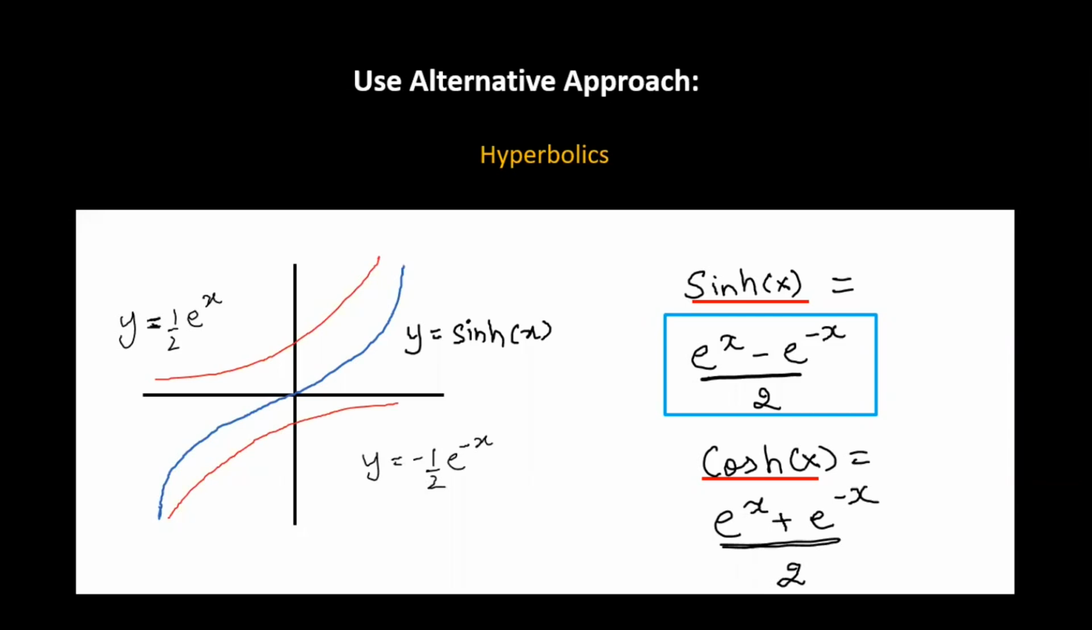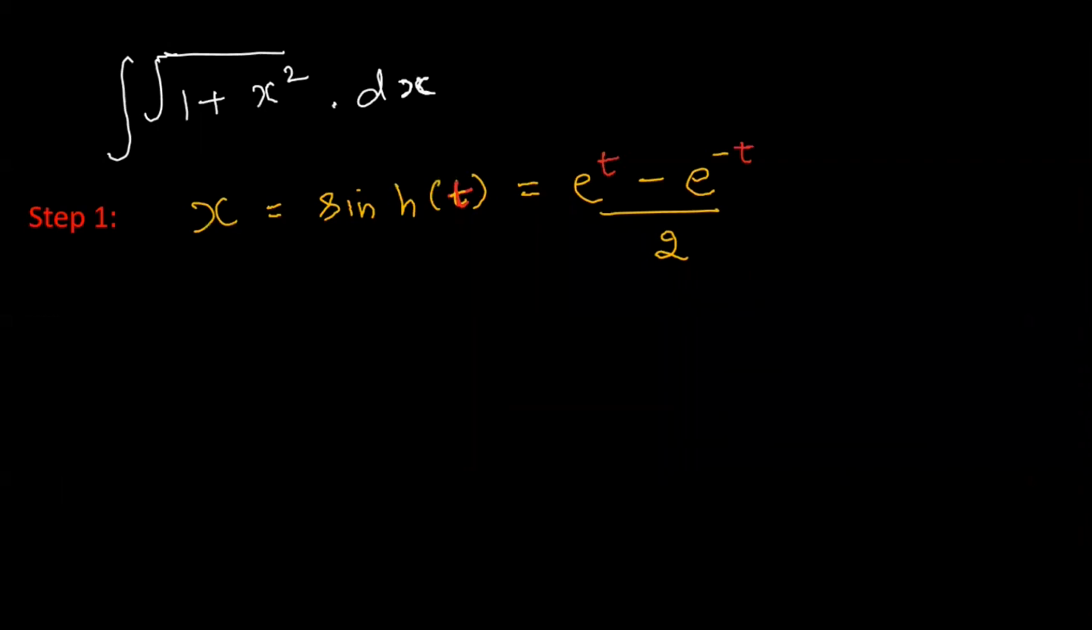This has an uncanny similarity with trigonometry, right? If you differentiate sin x, you'll get cos x as the answer. Similarly here, the differentiation of sinh x with respect to x will be cosh x. So here we have our hyperbolic functions. We're going to do this in 10 steps. Step 1 will be substituting x with sinh of t. We could also have done cosh of t, but I'm using sinh of t.